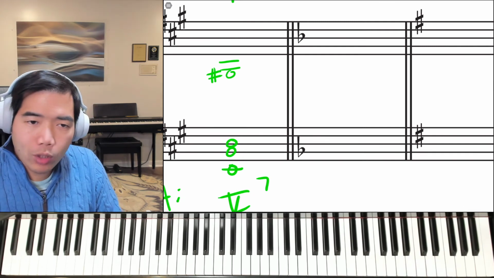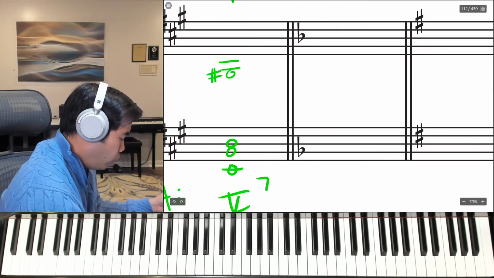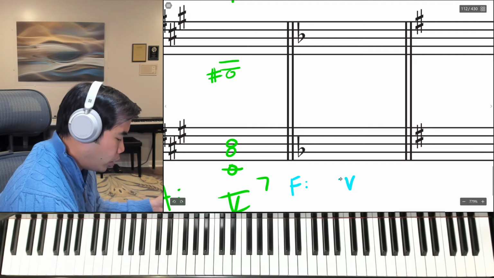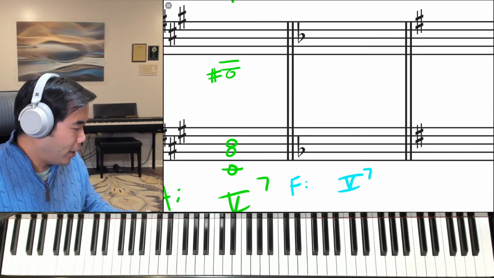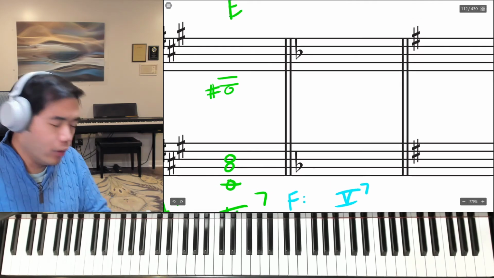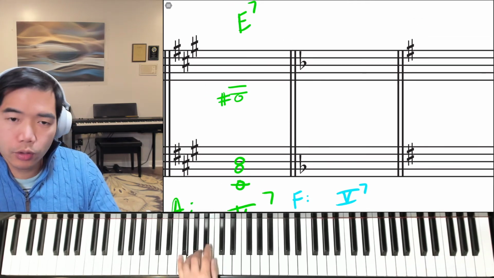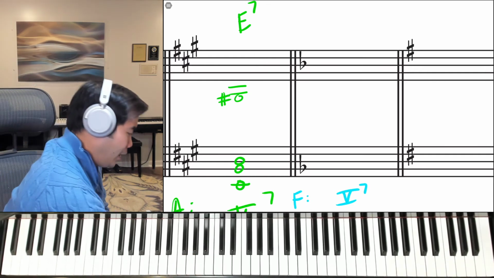Next, we have one flat. What major key are we in? If you said F major, you are correct. Again, we want the 5-7 chord. I'll write the Roman numeral here. And again, we want to write the lead sheet symbol. What is the 5 chord in the key of F? Count up to the 5th scale degree. 1, 2, 3, 4, 5. Takes us to C. That's a C7.